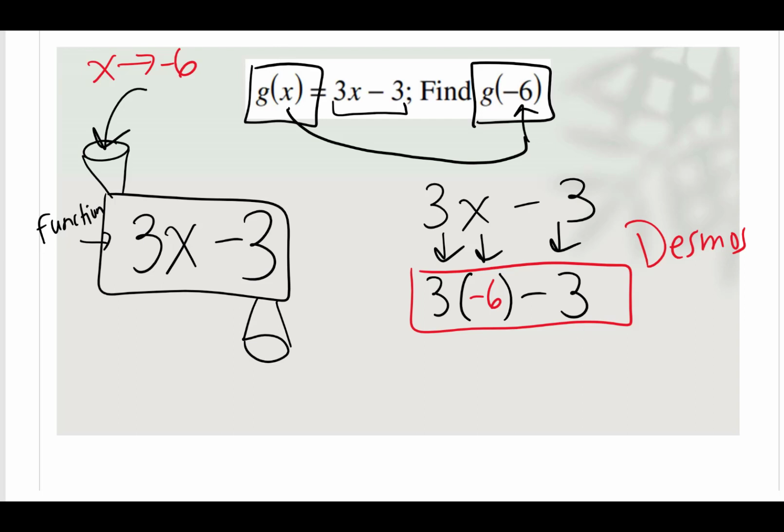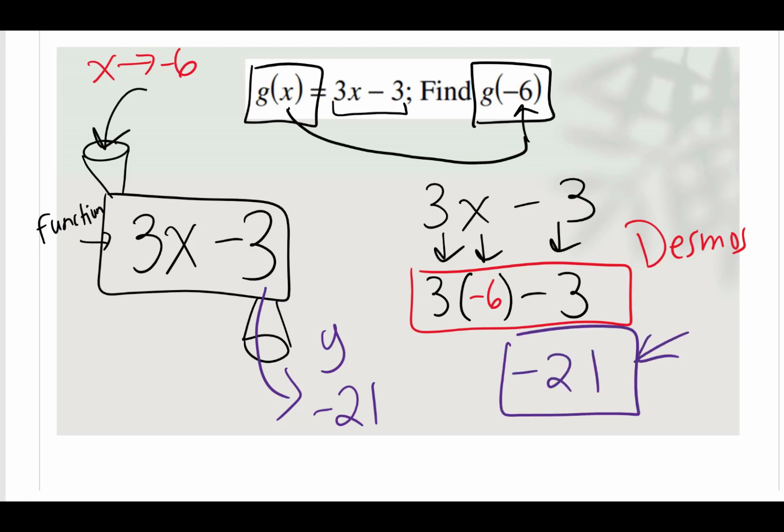So that means the answer that comes out, the answer for y, is negative 21. And that's your answer.